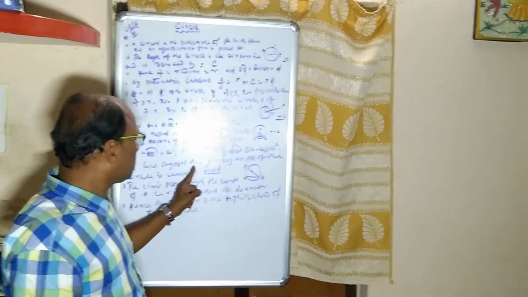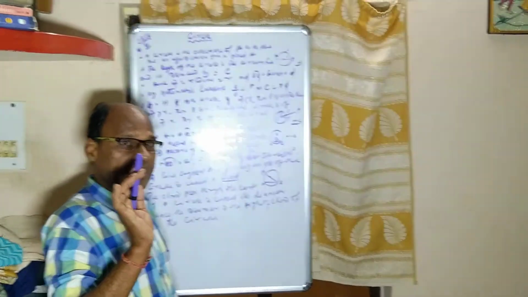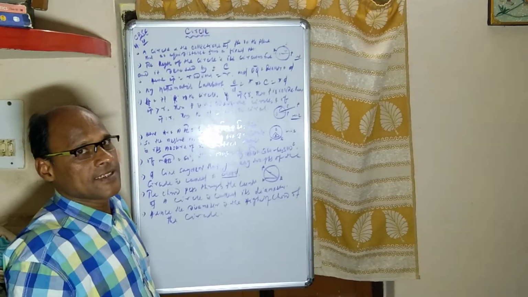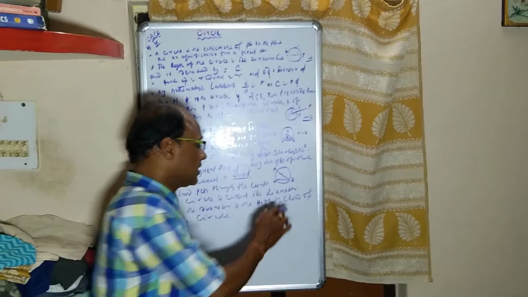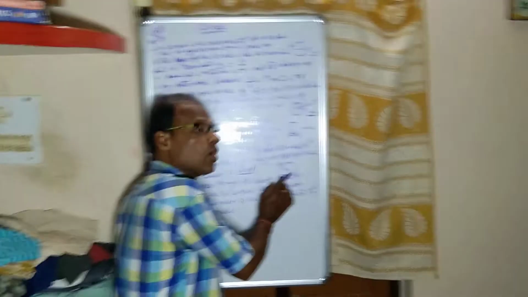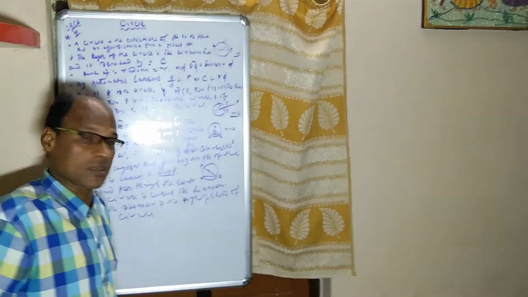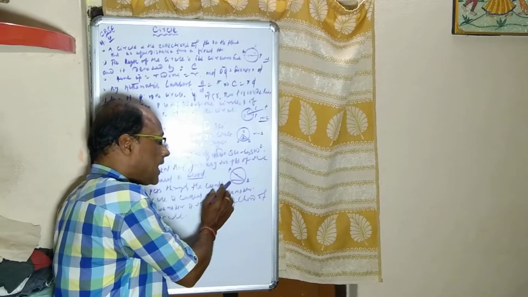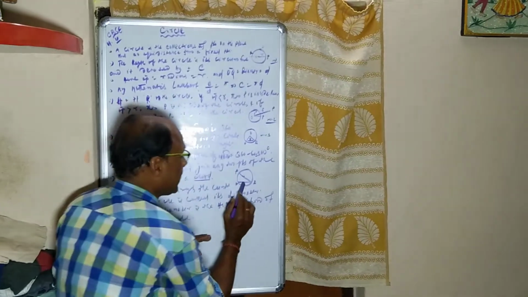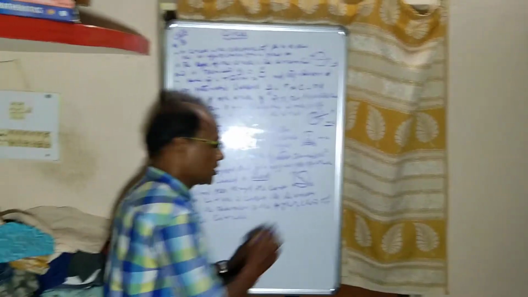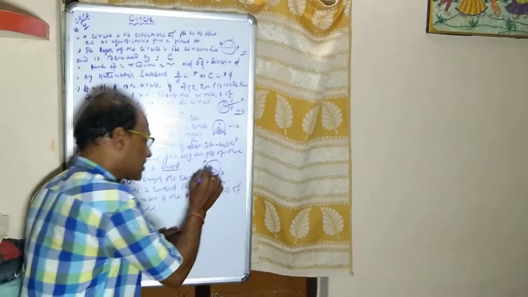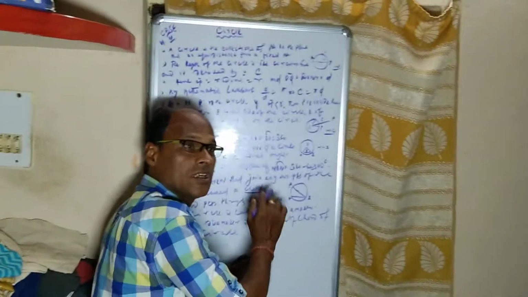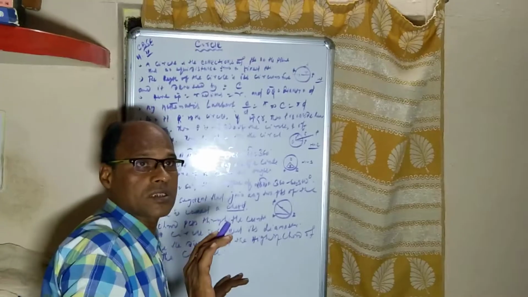Now we read something about the chord. What do you mean by a chord? A line segment joining any 2 points on the circle is known as a chord. Here is a circle, and A and B are any 2 points. The line segment joining A to B is AB, so AB is a chord. In this manner, BA is a chord, CD is a chord. So in a circle there are so many chords.